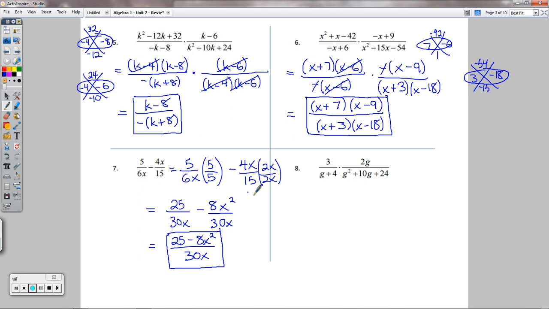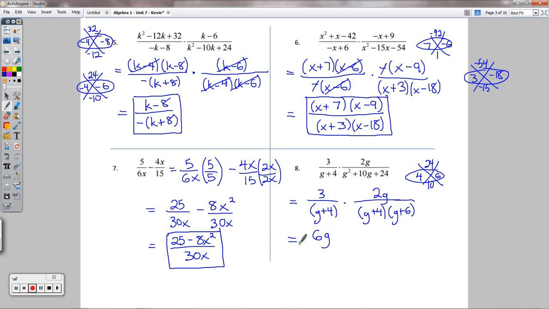Number 8, if you look at this one, it looks like we might be able to factor the denominator there. 24 and 10, 4 and 6 would definitely work. So you're going to have 3 over g plus 4, and then times 2g over g plus 4 times g plus 6. So if you look at this one, nothing on the top cancels with what's on the bottom.